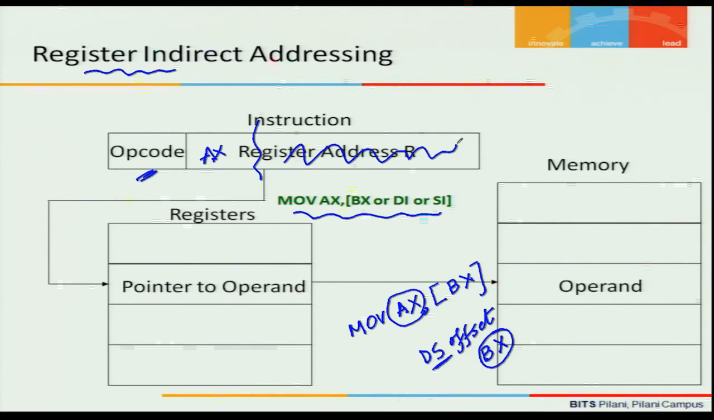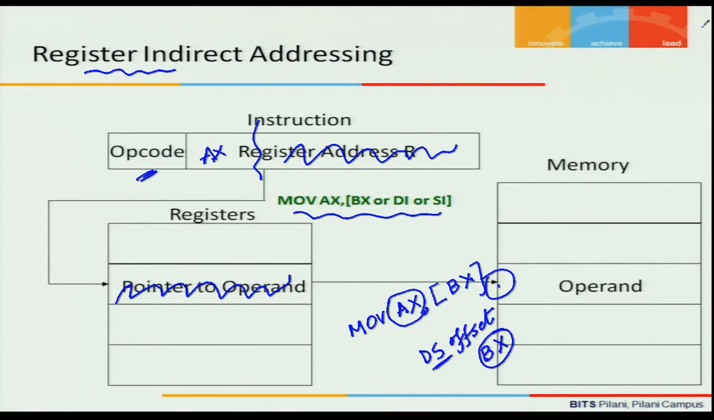So you pick up the code for BX, read the contents of BX here. The contents of BX will point to an offset in the data segment for you. From there, pick up a value and move it to a register. So the offset address is indirectly specified inside a register. That's why we say it is register indirect addressing.